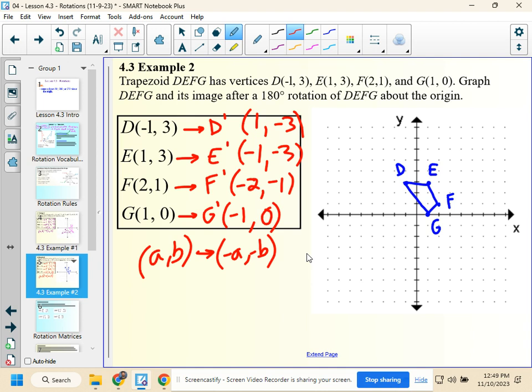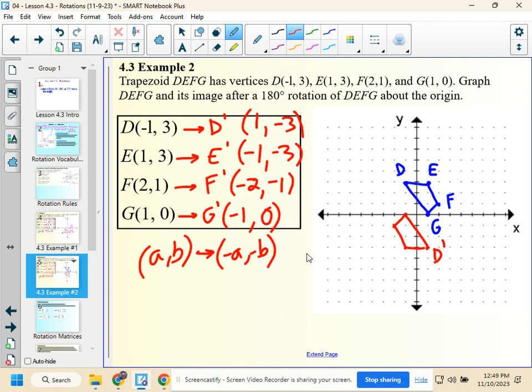1, -1, 2, 3 is down here. -1, -3 is going to be over here. -2, -1, and then -1, 0. So we get them all connected up. I label everything out. This is D prime.